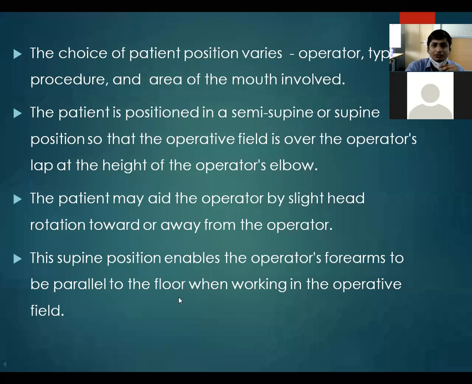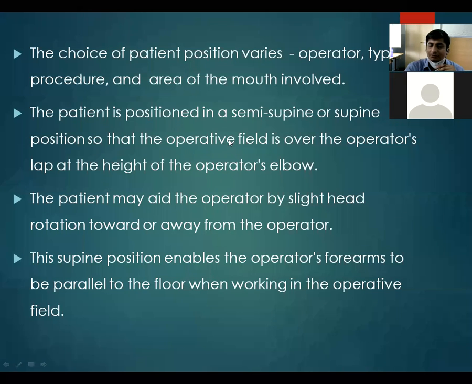The choice of patient position varies with the operator, type of procedure, and area of the mouth involved. It depends upon whether you are a left-handed or right-handed operator, the type of procedure you are performing, and which area of the mouth is involved. The patient is positioned in a semi-supine or supine position so that the operative field is over the operator's lap at the height of the operator's elbow. So whichever position you are using, your operative field should be at the level of your elbow.